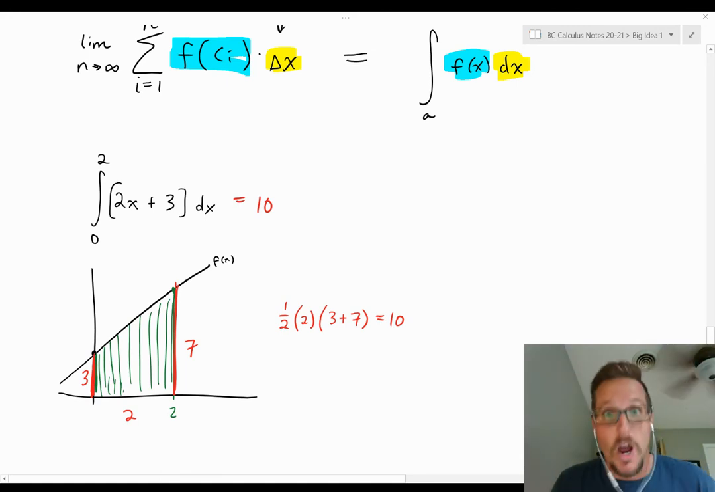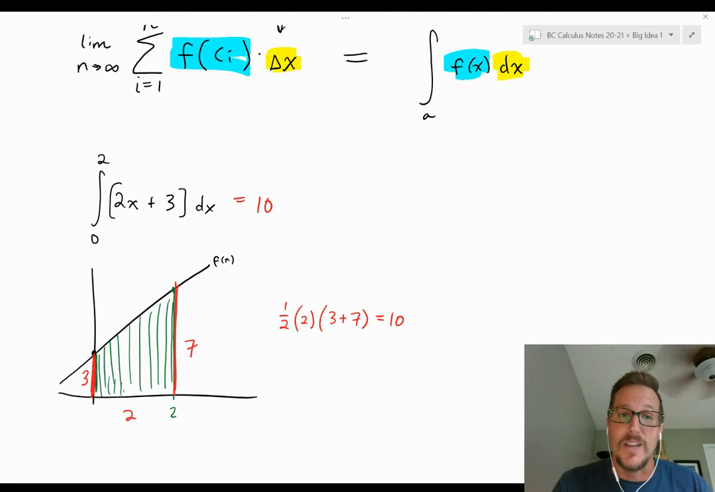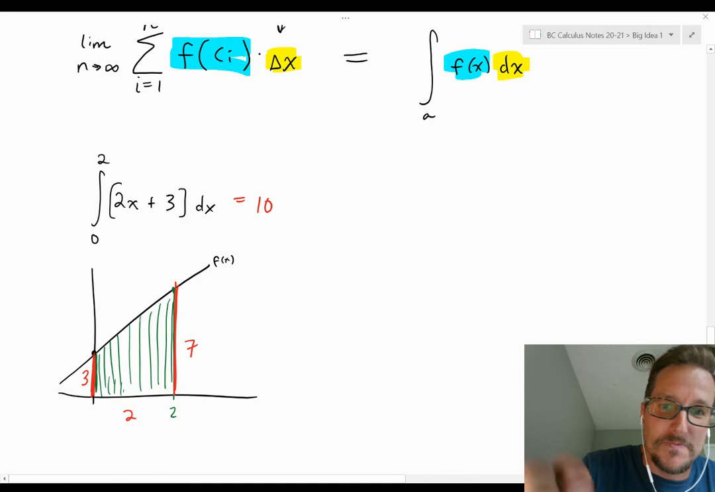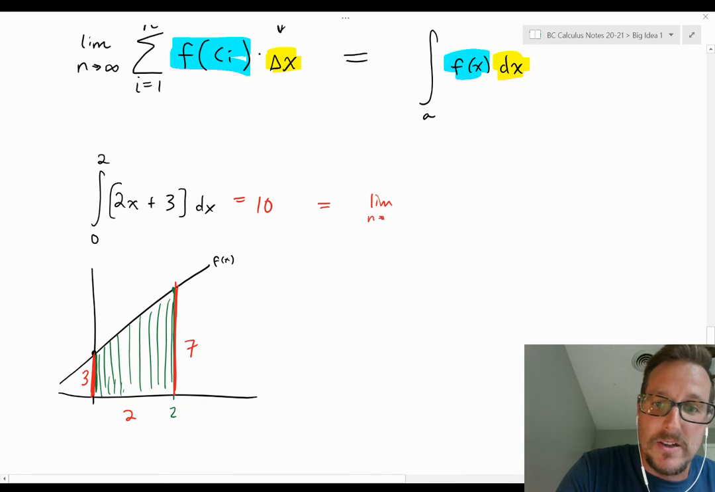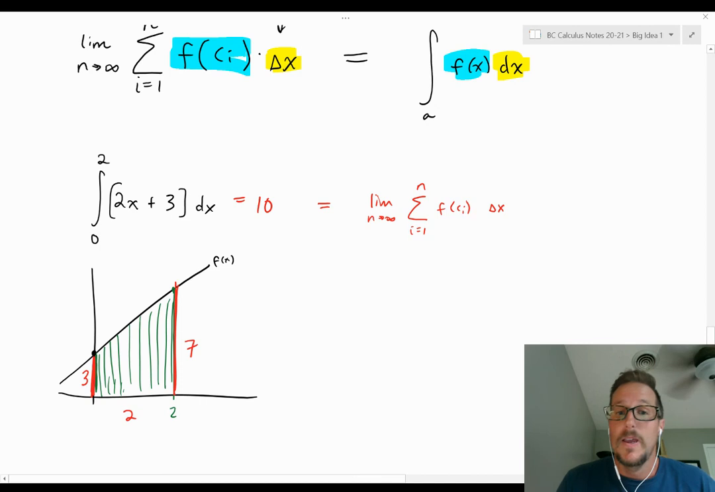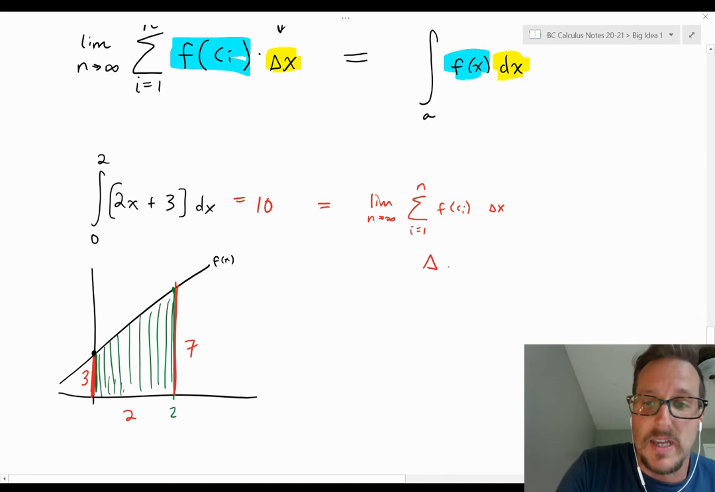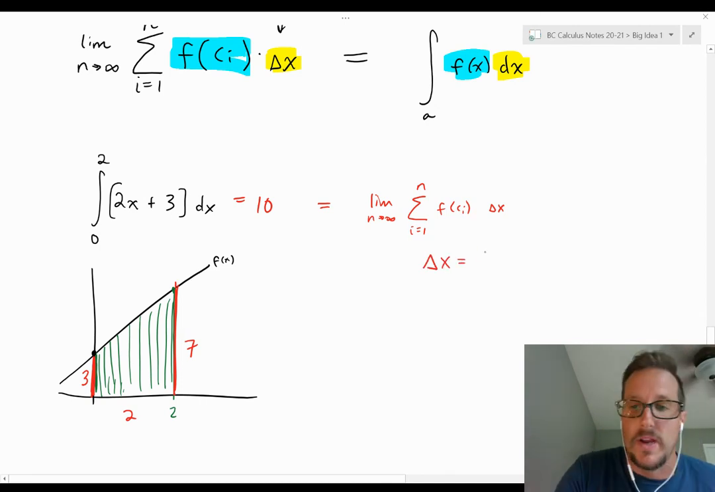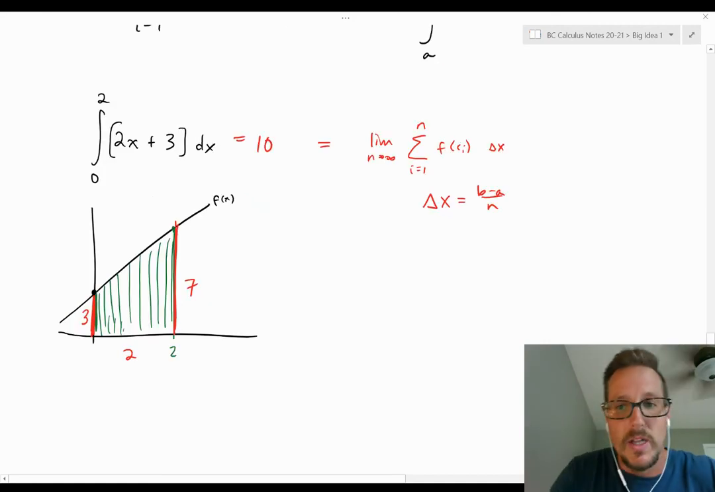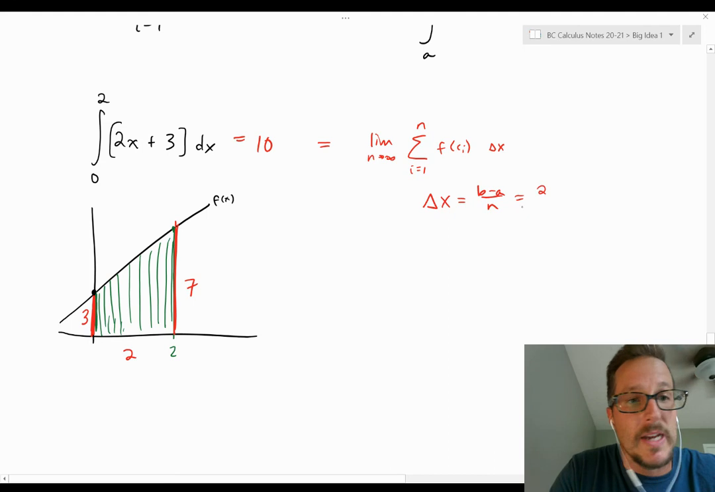No, you get on mine, because I'm going to do that by definition. Look, the definite integral by definition says that the definite integral is the limit as n goes to infinity of the sum from i equals 1 to n of f of c sub i times delta x sub i. So we need delta x first. Delta x is b minus a over n. And according to this definite integral, we got 2 and 0. So delta x is 2 minus 0 over n. There's delta x.